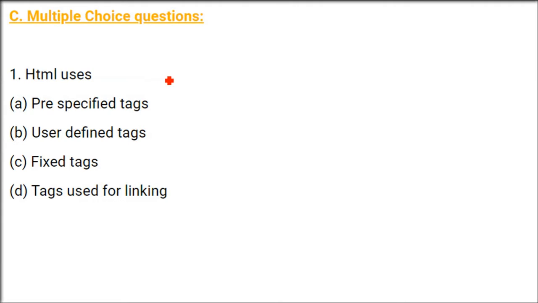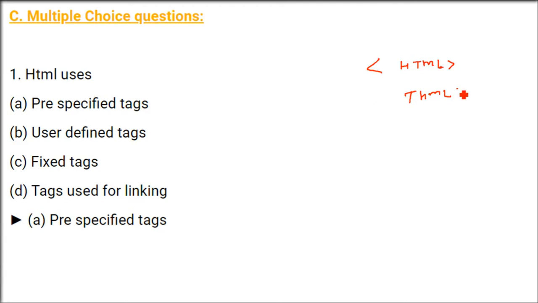HTML uses, a multiple choice question we are looking at. HTML uses what? It uses pre-specified tags. Now this HTML you are using is a pre-specified tag, and you say no, I don't want to use HTML, I want to use say THML. It won't work, because this is a protocol. That is how the browser is going to see this page with the HTML tag, and then only it is going to open it.